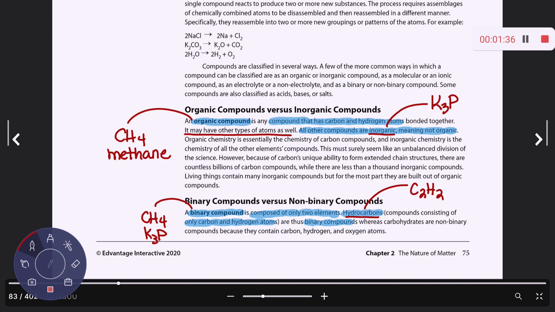And then, I think that's all we need to discuss there. Let's go to the next page.